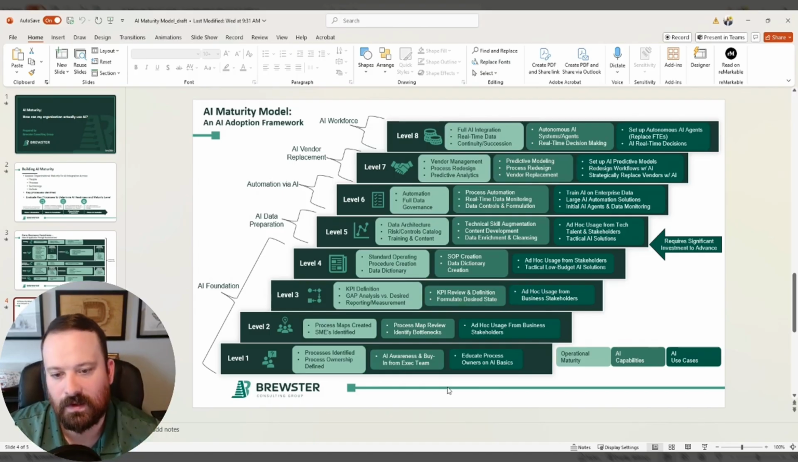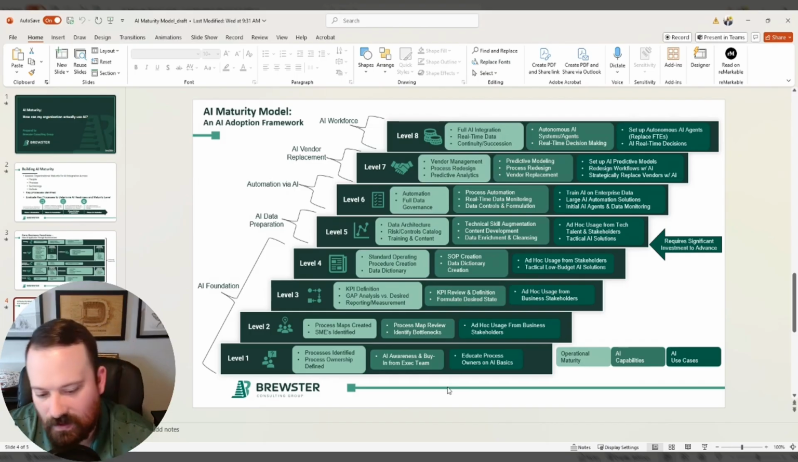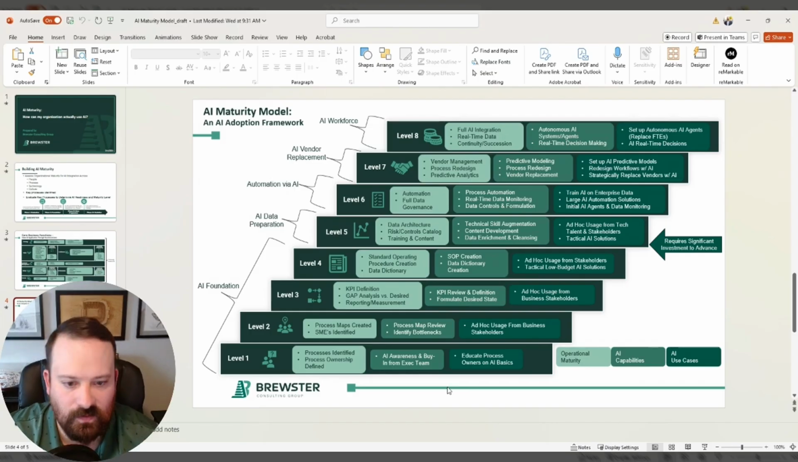Then from there, you evolve into KPI definition. How do we measure success on this process? A gap analysis: how does this process perform now versus how would we like it to perform? And reporting and measurement, starting to get reporting on KPIs in place via Excel, via Power BI, or some other tools like that, whatever the case is, right? Helping to get that in place.